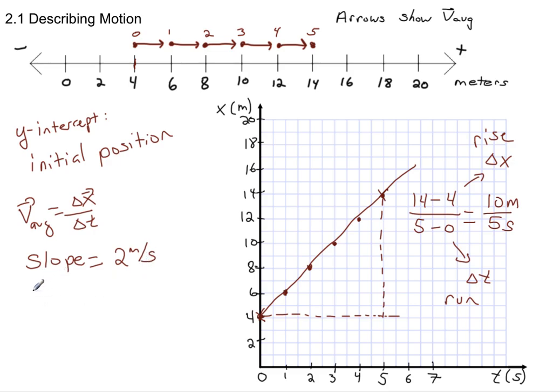So the slope of a position versus time graph is average velocity during the time interval. So over this time interval of 5 seconds. And look back on the motion diagram again. In 1 second, the object traveled 2 meters. So an average velocity of 2 meters per second makes a lot of sense.